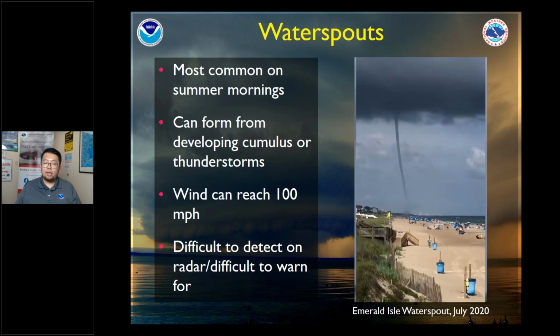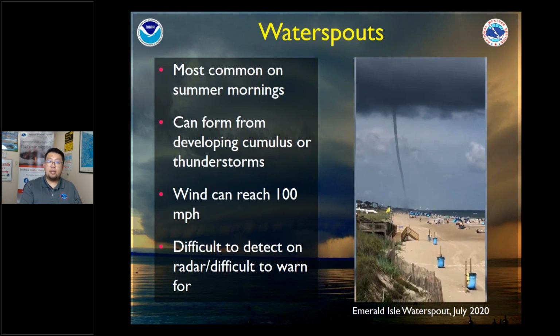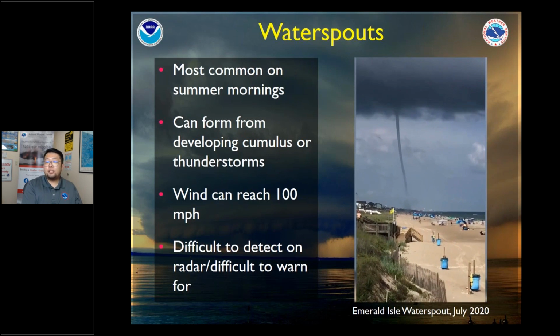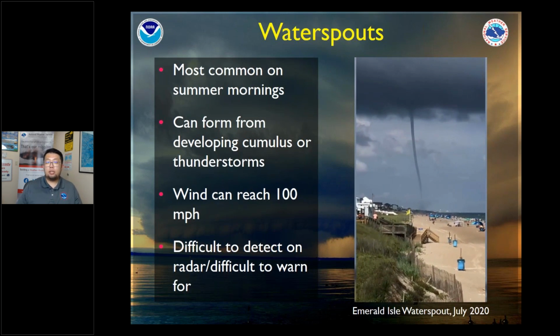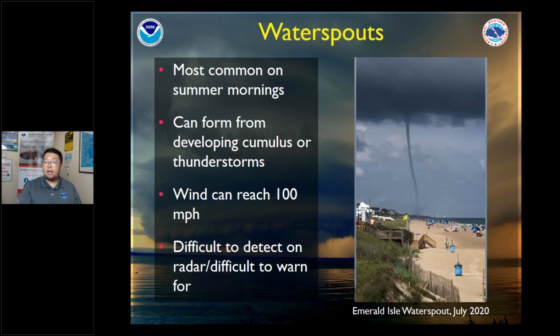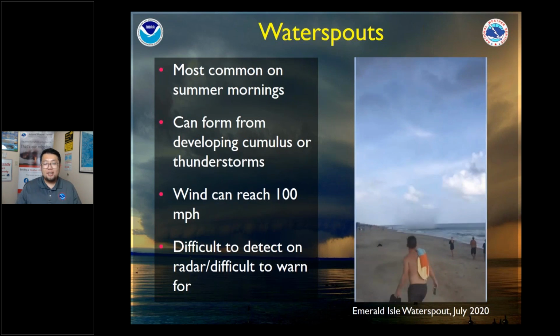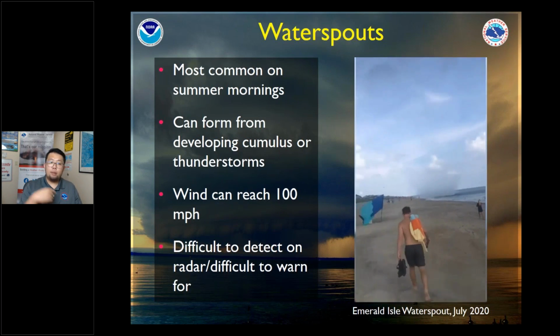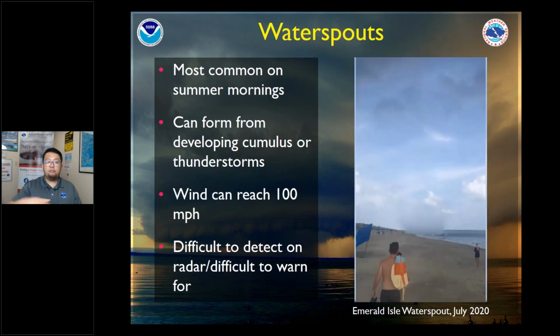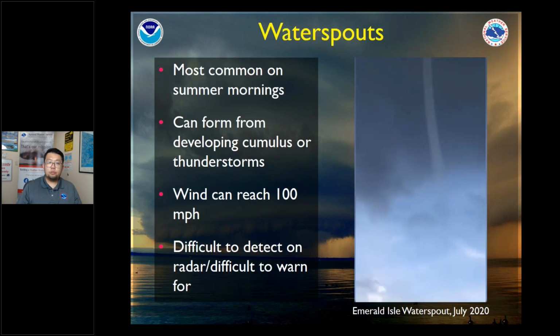Here is a video of a waterspout in Emerald Isle back last year in July 2020. Actually, you can watch it come on shore. This was actually a little bit dangerous. You'll see a little bit closer up here. This gentleman was probably a little bit too close to this waterspout, but you'll see some damage, some chairs, some umbrellas being flung up in this thing as it moves offshore.